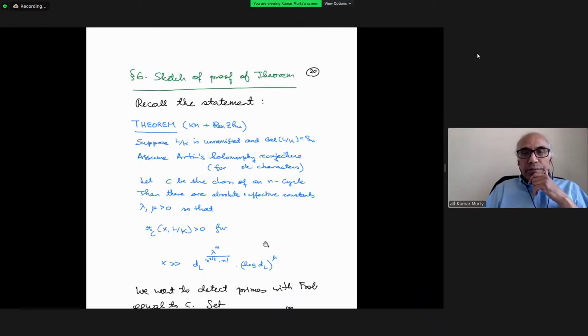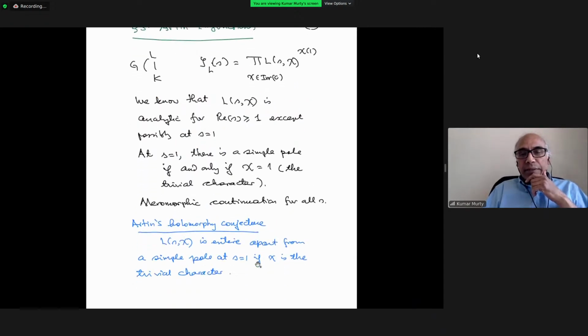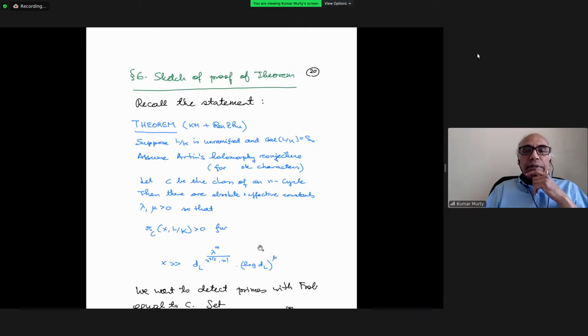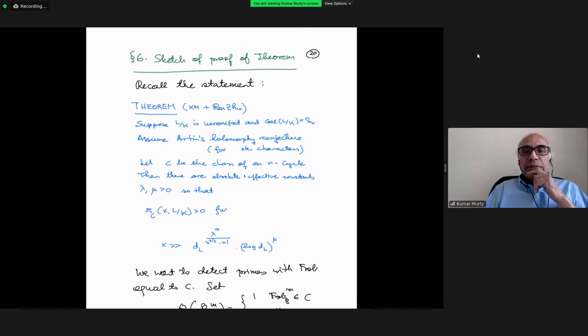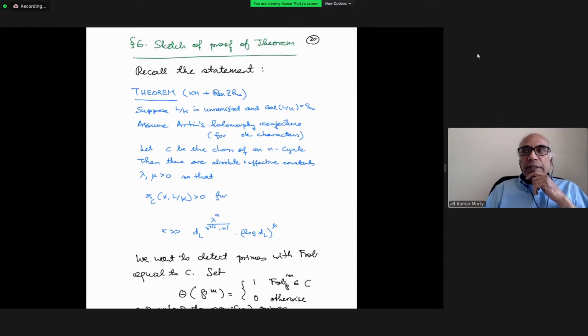Okay, so let's now see if I can give you a rough sketch of how the argument here goes. So just to recall the statement. I have an unramified extension of number fields. Galois group is Sn. We're assuming Artin's holomorphic conjecture. Something got erased here. I just need it for the hook characters, for the L functions associated to the hook characters. Now you know what those are.